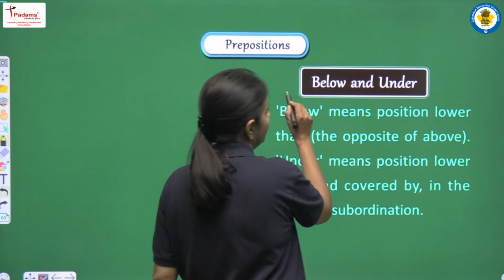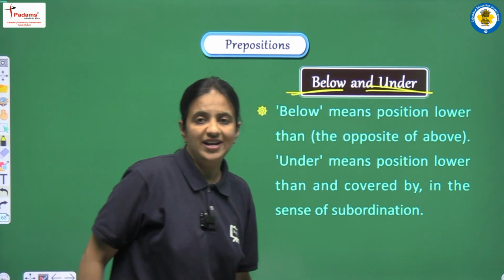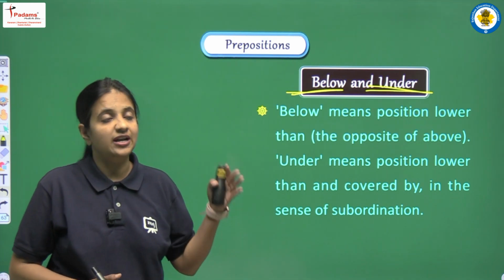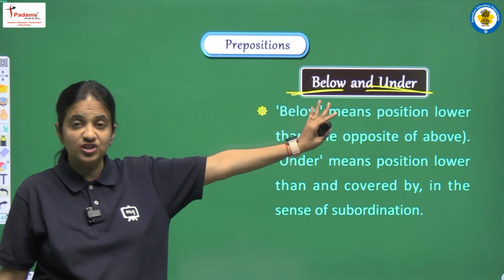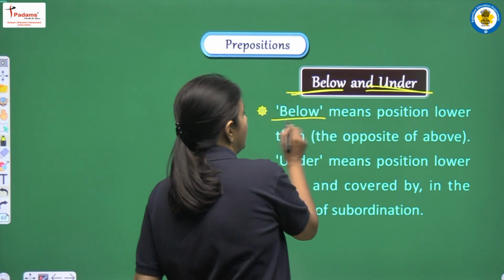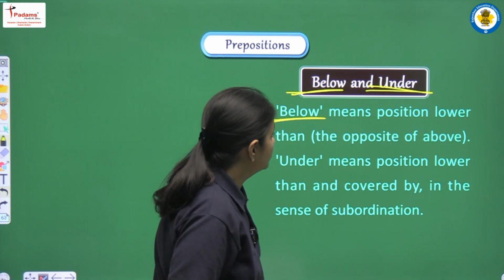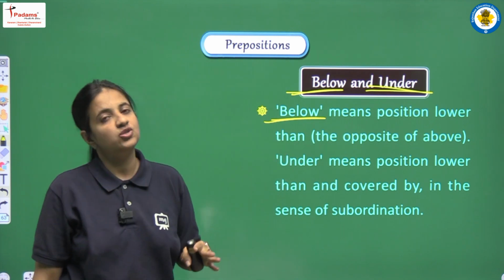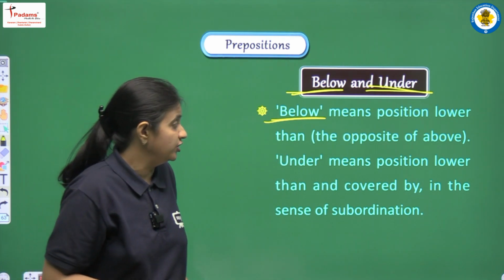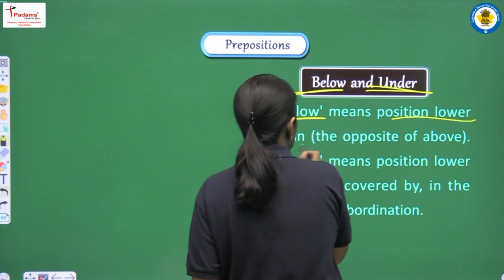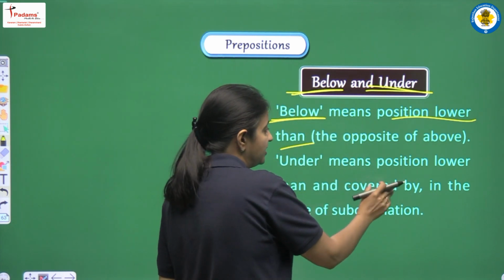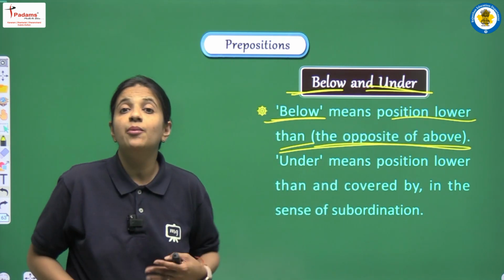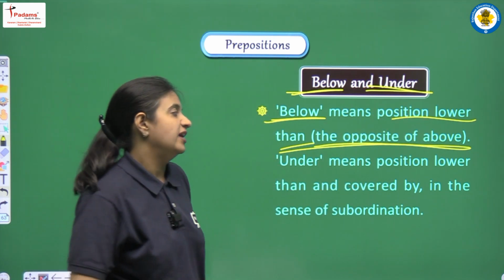Now we are having below and under. So let's see what is the difference between below and under. What are the uses that we can have with the help of these two prepositions? So let's see. First of all we are having below. Below means position lower than. Okay, so if we are having below in a sentence, with the help of below we can show the position that is lower than, and in this sense we can say that below is actually the opposite word of above.